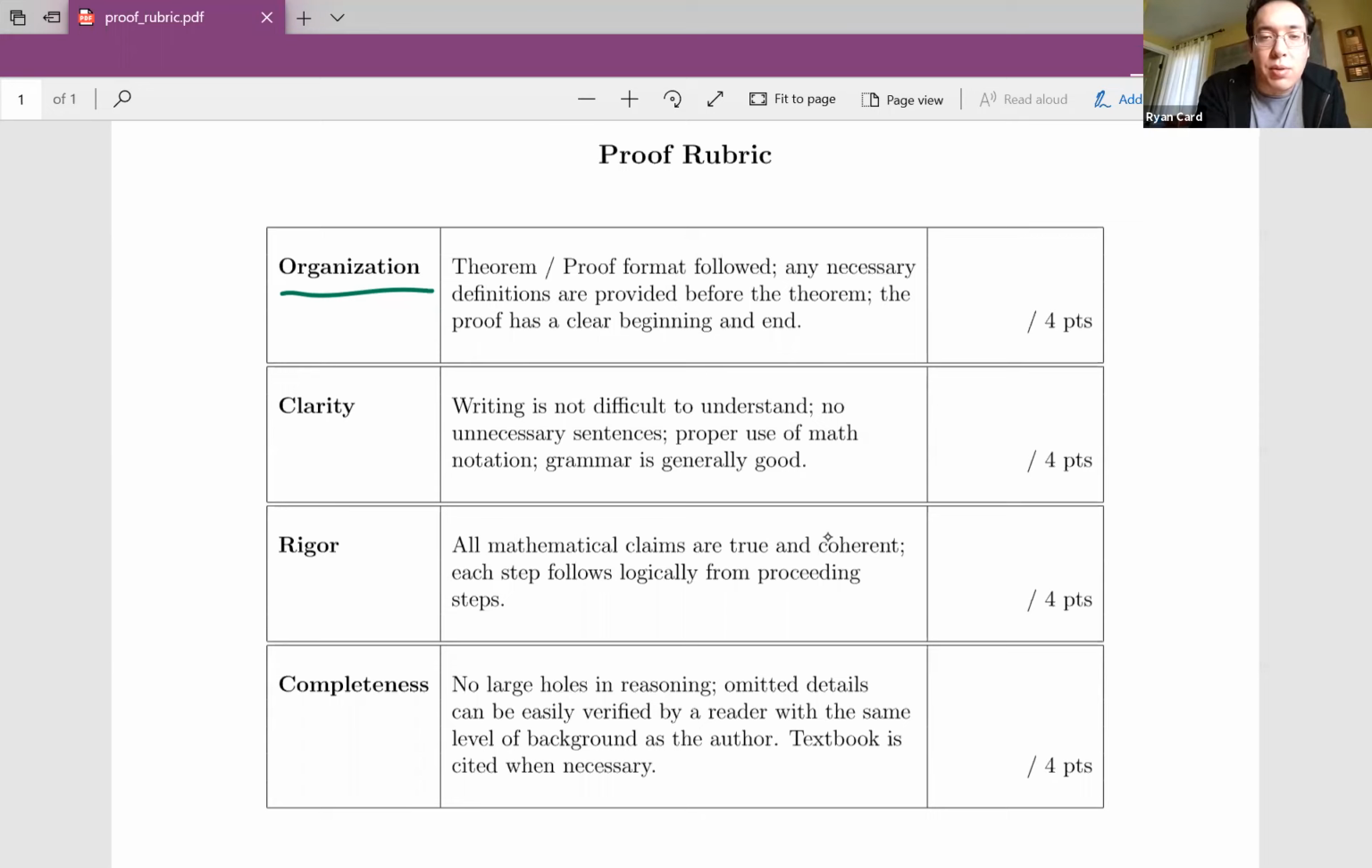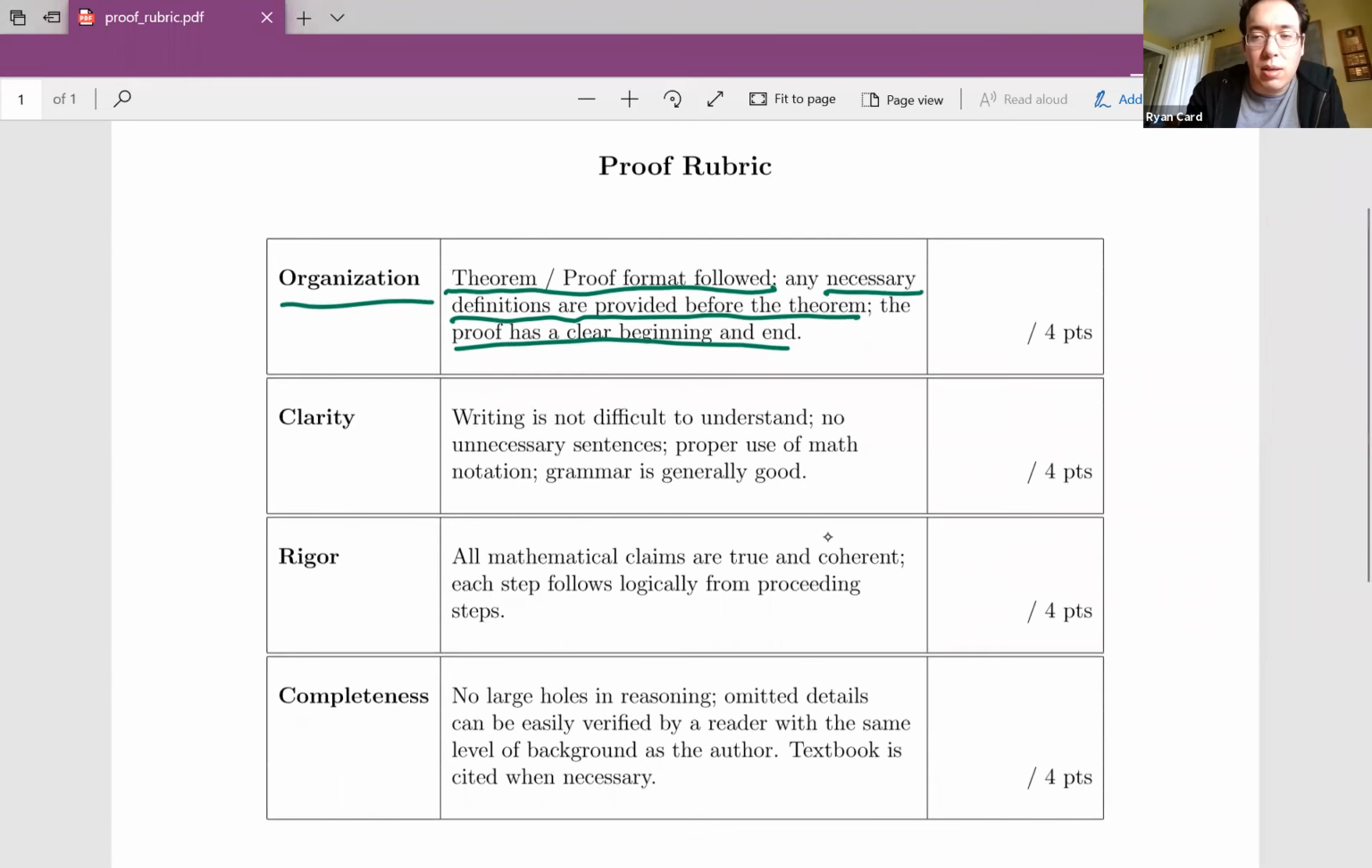So the theorem-proof format is followed, any necessary definitions are provided before the theorem, and the proof has a clear beginning and an end. All three of those things are important. And if they've done that perfectly, you could assign 4, all the way down, I guess you could score it 0, 1, 2, 3, or 4 here.